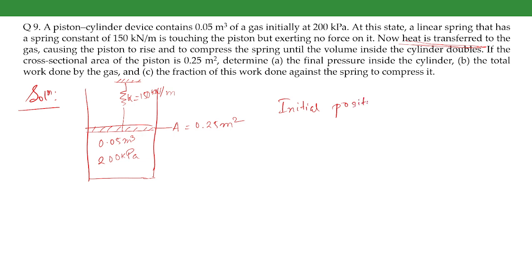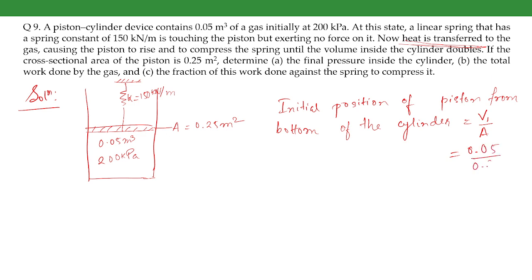Therefore, the initial position of the piston from the bottom of the cylinder will be the initial volume divided by the area of the piston. Volume by area will give this distance. The volume is 0.05 and the area of the piston is 0.25, so this is 0.2 meter.